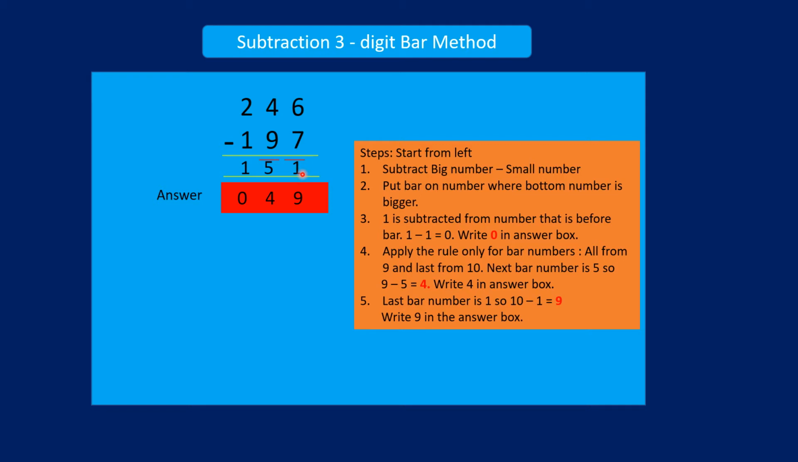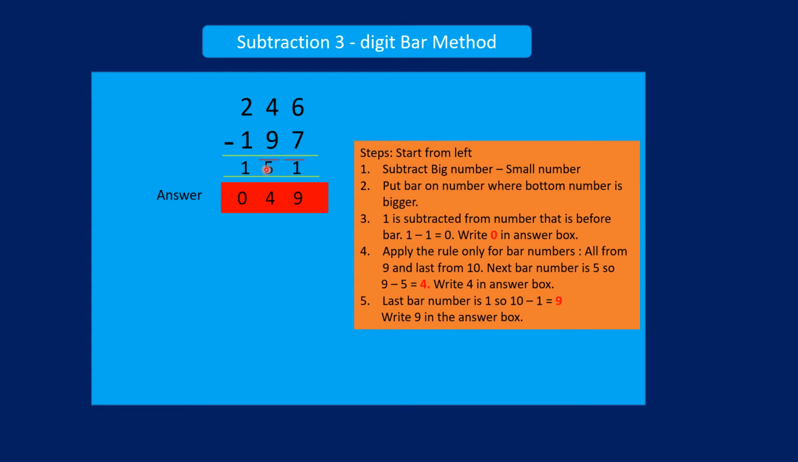Last step, how do we get the answer? Any number before a bar, you subtract 1. So what number is before the bar? 1. So 1 minus 1, 0, you write in your answer box.